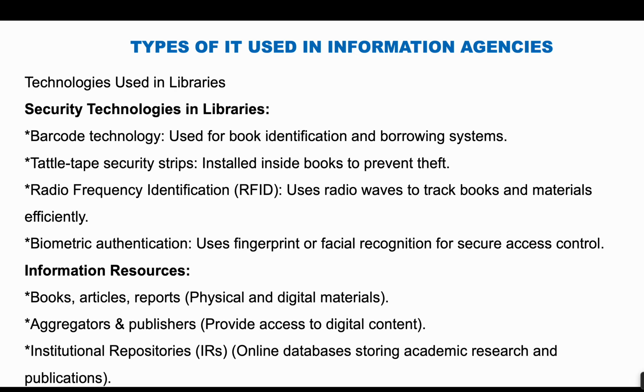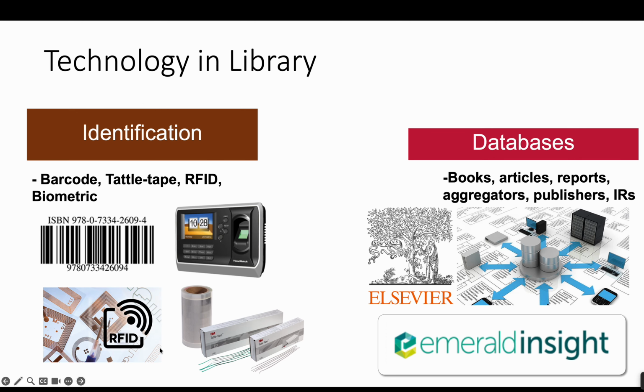Okay, and for the information resources, we have books, articles, and so on and so forth, and we have aggregators, publishers, institutional repositories. These are the technologies in the library for identification. We have barcode to identify our resources, tattletale tape, RFID, and biometric. And for the databases, we have databases for books, articles, reports, aggregators, publishers, IRs, and so on and so forth.